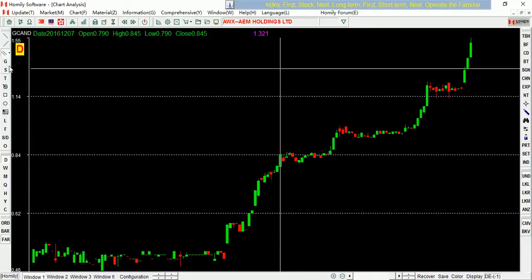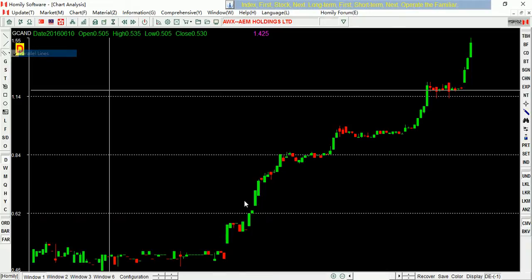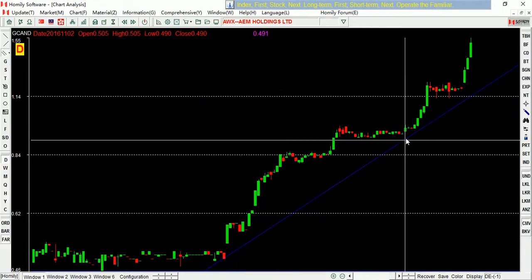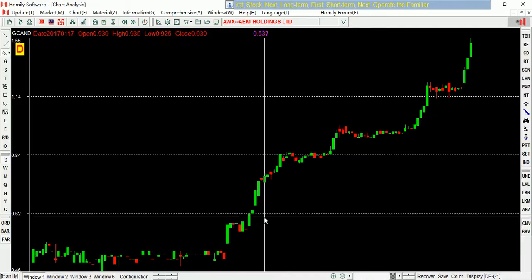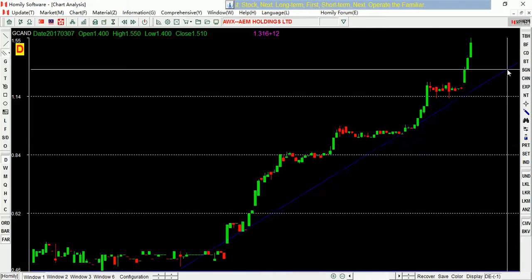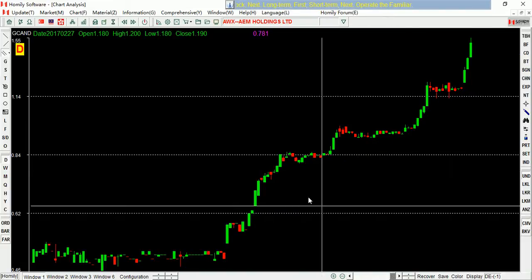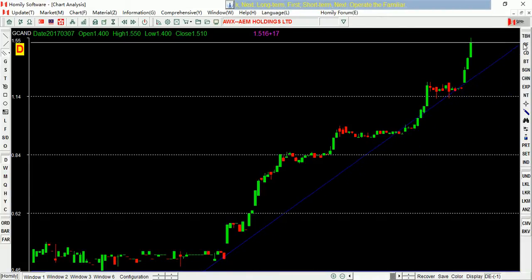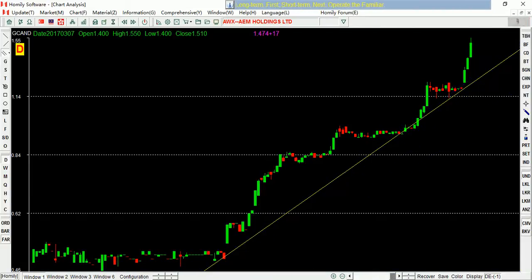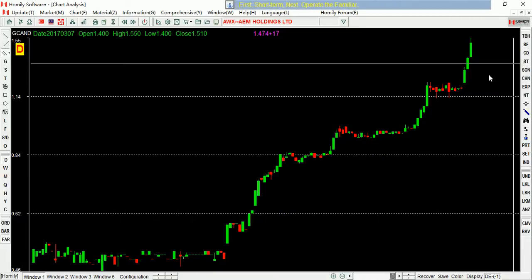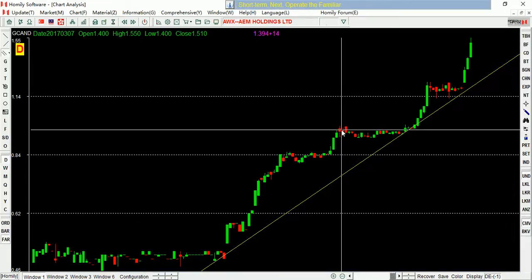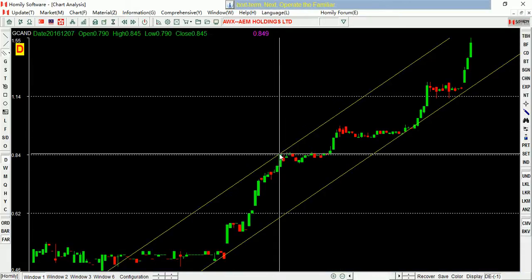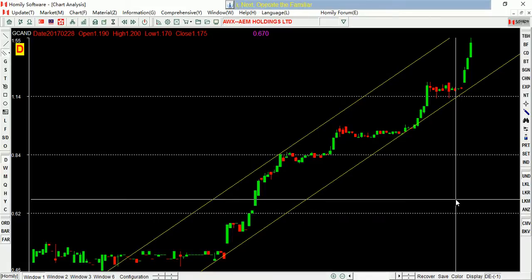So let's see, draw the trend line. How to draw the trend line? Connect this low point to this low point. This one is better. So connect this low point. Then connect this high point. So we should know that the trend is still uptrend.